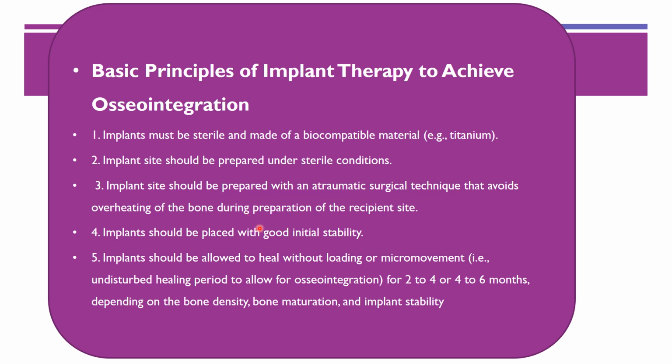Implants should be placed with good initial stability. The initial stability is very important. Primary stability should be achieved at the time of placement. Implants should be allowed to heal without loading or micromovement. That is, an undisturbed healing period is needed for 2 to 4 or 4 to 6 months, depending on the bone density, maturation, and implant stability.